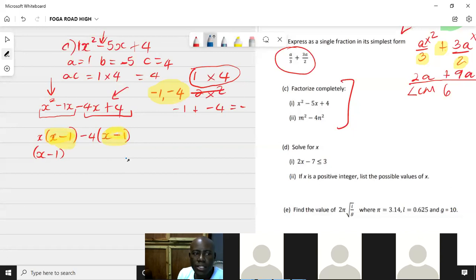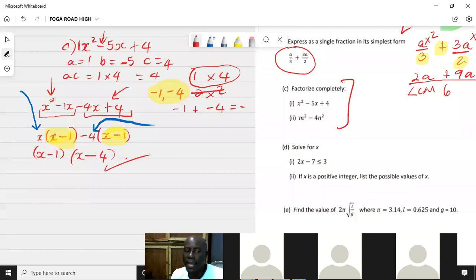And again, I'll say this to you. I said it before. The things on the outside, check it out. They will go in the other bracket at the back. x minus 4. You're done. So it's the same thing again like the one we did on the previous paper, and it comes a lot. Any question?